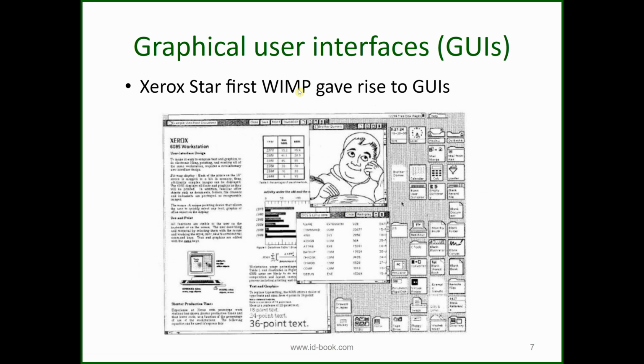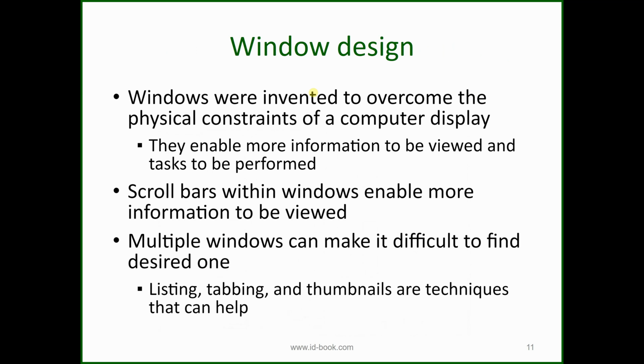So although all four of these elements are still present in modern user interfaces, we all know that they have evolved over time. So now windows, icons, menus, and pointers have different formations. Windows were actually invented to overcome the physical constraints of a computer display, because the computer display only has a certain amount of real estate, which limits the user in terms of how many applications they could open on the screen. So it was really important to have a computer display that could support multiple windows.